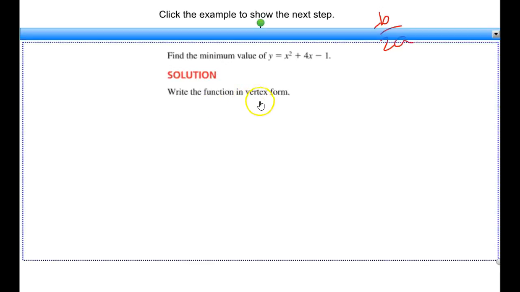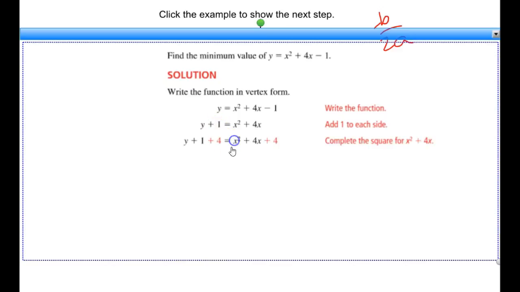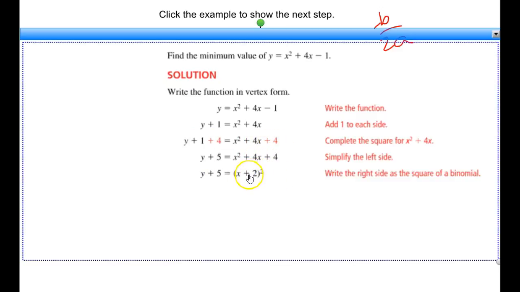Okay, so first I want to write this in vertex form. So I write my function, I add 1 to both sides, so I get my constant over there. So now I'm going to complete the square over here on the right side, where my x squareds are. So I complete my square over here, and then I simplify. So I end up with y plus 5 equals x squared plus 4x plus 4. And then I write my right side as the square of my binomial, so I factor this trinomial. Then I subtract 5 again from both sides. So now I'm in vertex form.